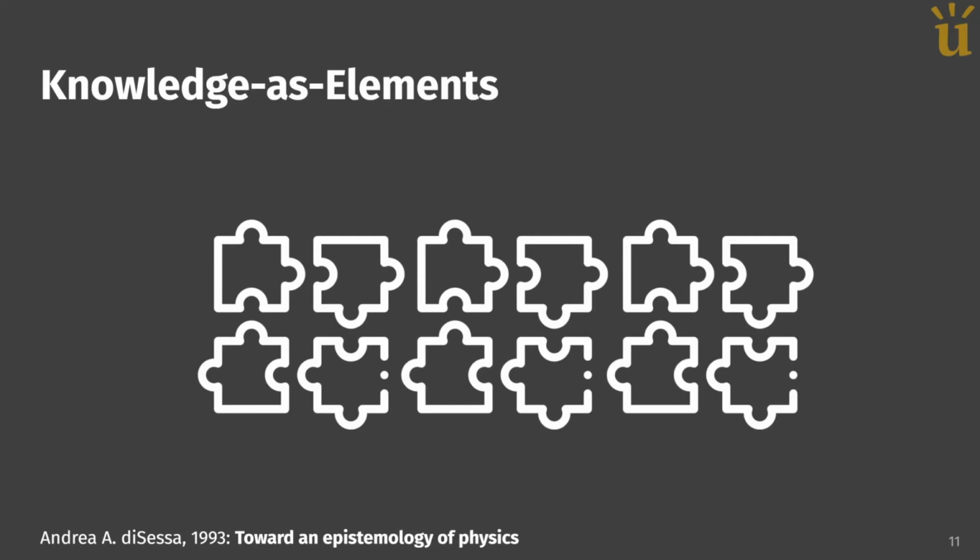which is mostly inspired by the work of diSessa, who presented his knowledge in pieces theory back in 1993. And he was working on physics education. And he came up with this idea that maybe knowledge is not really a very complex network, but it's a complex network that is made up of very small pieces that are represented here as puzzle pieces, and they are the knowledge elements. And then you need to combine those elements together. You need to form a network in order to be able to solve tasks that are more complex.